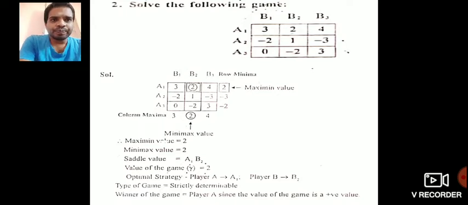Okay, now the winner of the game. How are we going to find out the winner of the game? The value of the game we are getting here is 2, which is a positive value. If it is a positive value, then it indicates that player A is the winner. If you get a negative value, then the winner of the game is player B. So if the value of the game is positive, the winner is player A, and if it is negative, then player B is the winner.